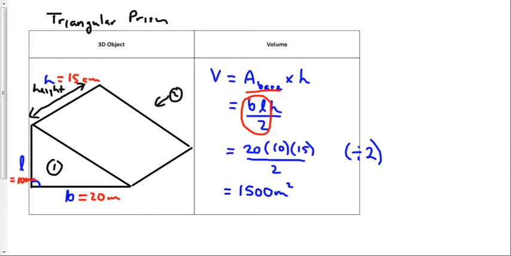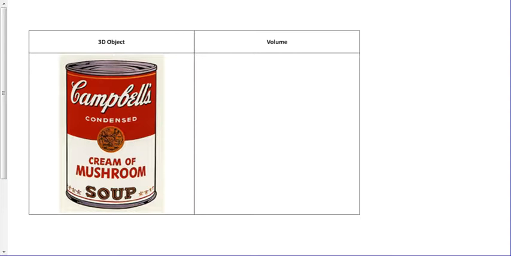The last prism we'll find volumes for today is a cylinder. So a cylinder is basically a prism too. It's just the base is a circle, and we don't actually use the term circular prism. We just use the term cylinder.